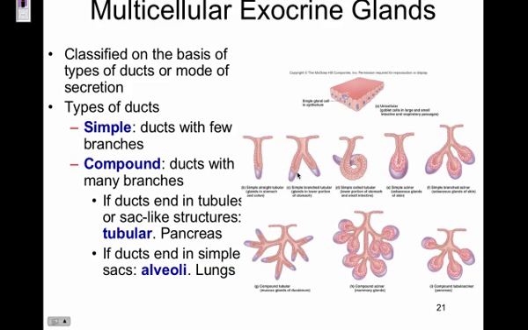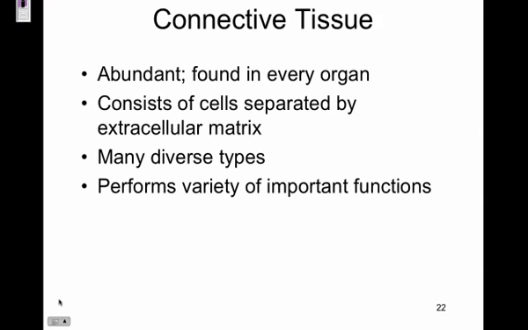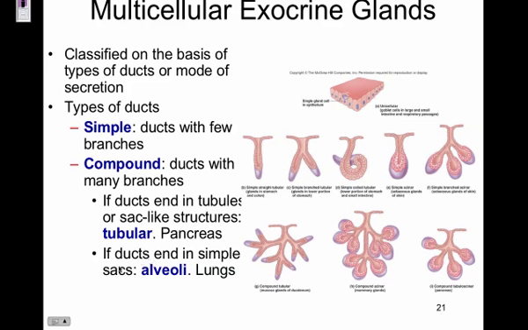And if the ducts end in tubules, they're called tubular. So this one right here, they have two branches. They're called tubular. Where if the ducts end in simple sacs, they're called alveoli. And these are like in the lungs. They look like clusters of grapes. They have little sacs at the ends, and they're alveoli here. So simple, compound.